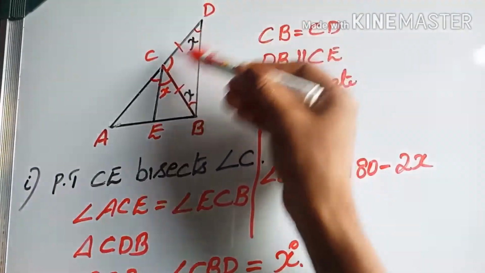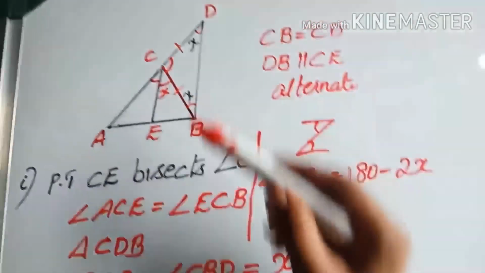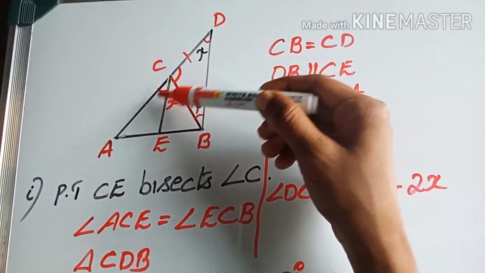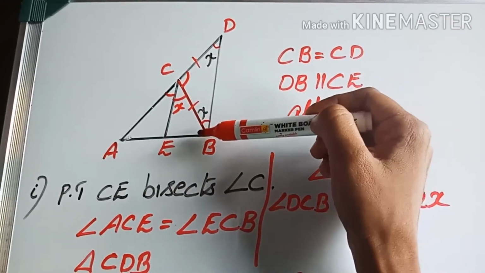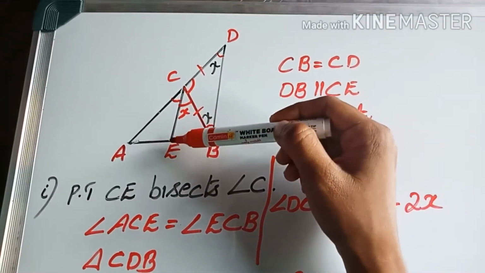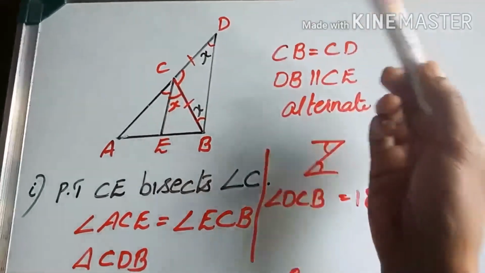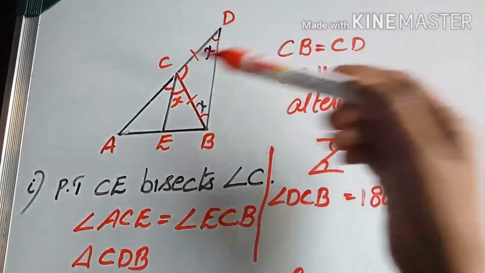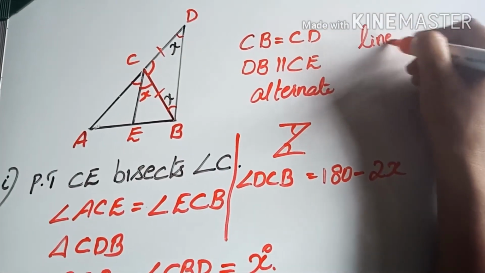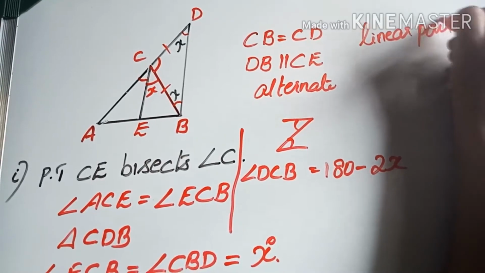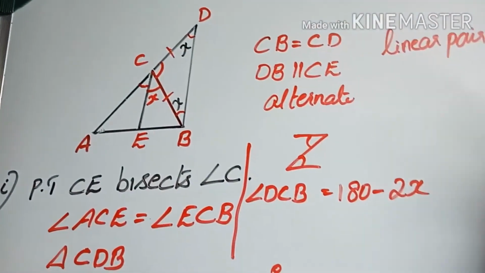Now consider this complete line ACD. This line is divided into three angles. First is this one, that is angle DCB. Next is angle BCE. Third is angle ECA. So we know a line is divided by one or more lines. All the angles sum will be what? 180 degrees. That is linear pair. We learned that in 7th standard. So linear pair means the sum of all the angles in that line will be 180 degrees.